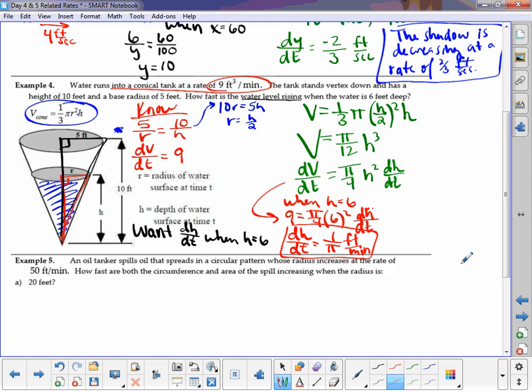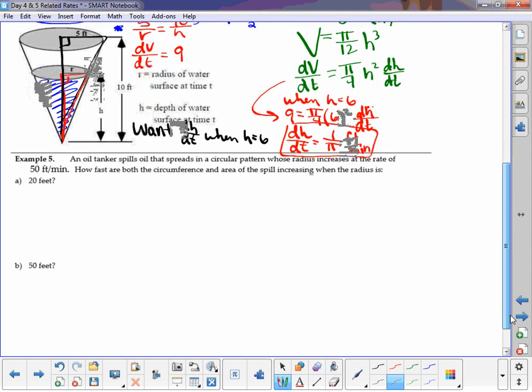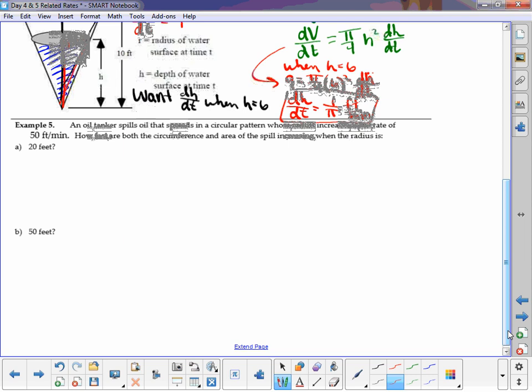Let's take a look at example 5. Oh, look, it works now. An oil tanker spills oil that spreads in a circular pattern whose radius increases at the rate of 50 feet per minute. How fast are both the circumference and the area of the spill increasing when the radius is 20 feet?